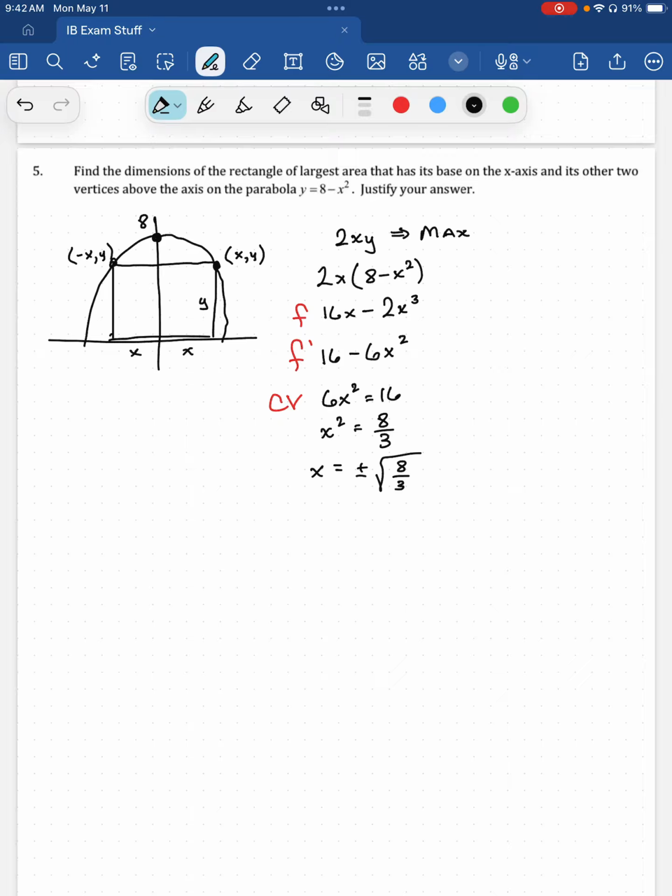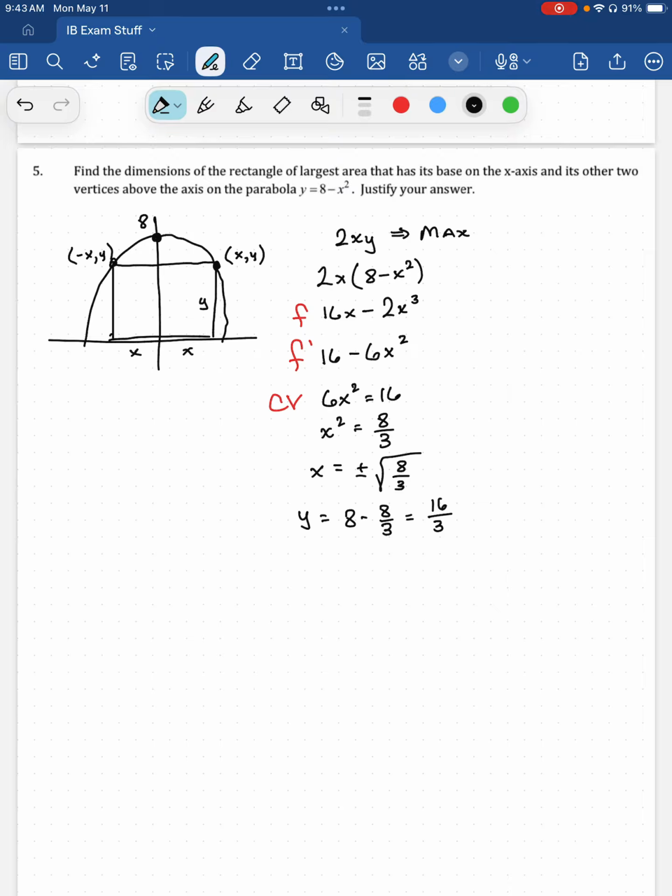So now, if I want the coordinate, because it says the dimensions, that's going to be half the width of the rectangle. So to get the other part of the coordinate, what I'm going to go ahead and do is plug this into my original 8 minus x squared. Squaring that is 8/3, so y equals 8 minus 8/3. 8 is 24/3, so that's 24 minus 8, or 16/3 for y. So now I have my x value and my y value. Those are my dimensions, or I can use those to get my dimensions.